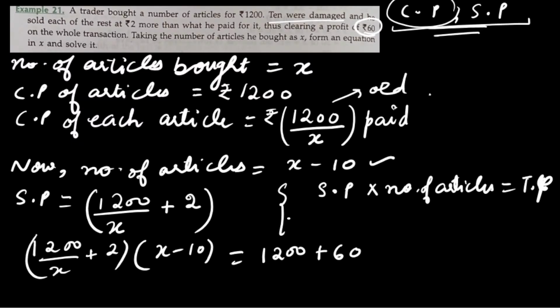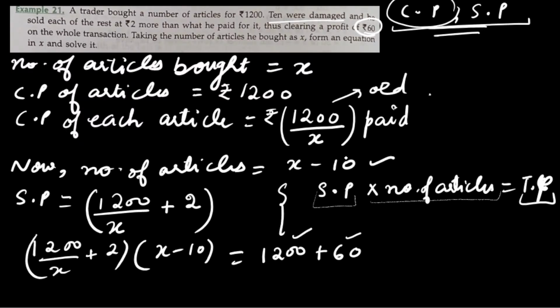So how can we get the profit? If the selling price of each is multiplied with the number of articles, we get it. It's mentioned here that he is clearing a profit of rupees 60 on the whole transaction. So he spent 1200, but on this he earned a profit of 60. So the total is 1200 plus 60. Now we'll simplify this and we will get the required quadratic equation.